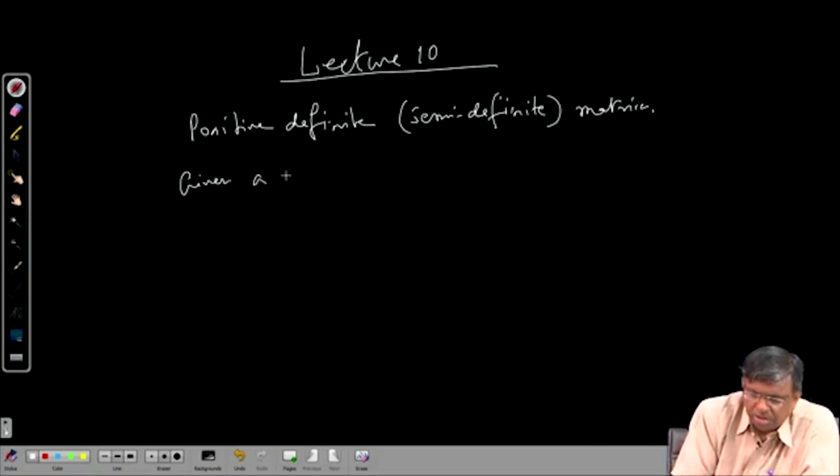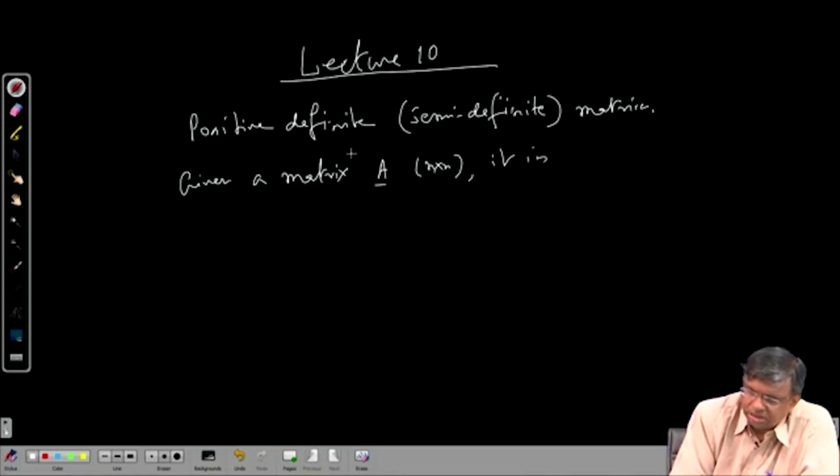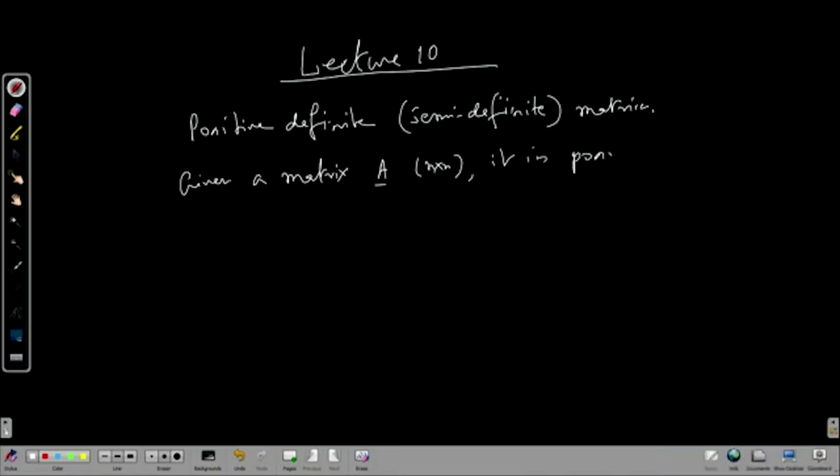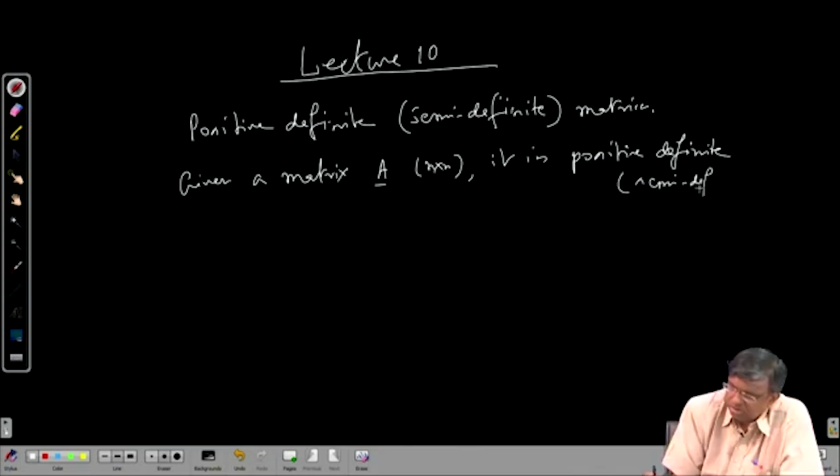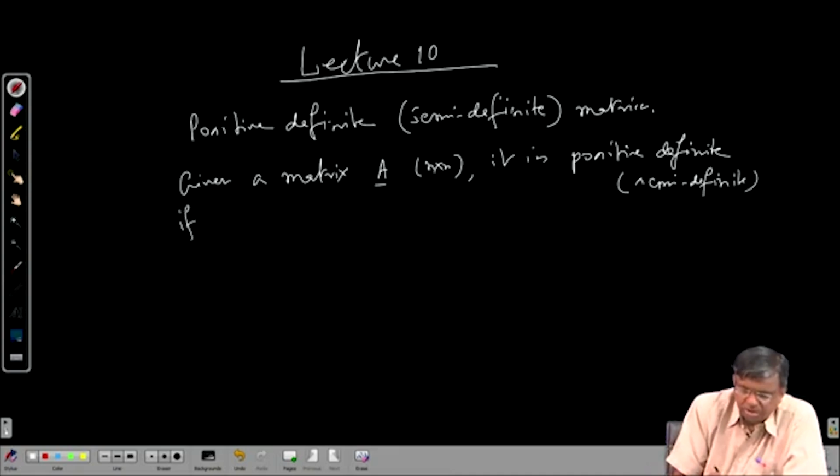Given a matrix A, say n cross n, it is positive definite or semi definite if number 1, A is Hermitian. So, it must be a Hermitian matrix.